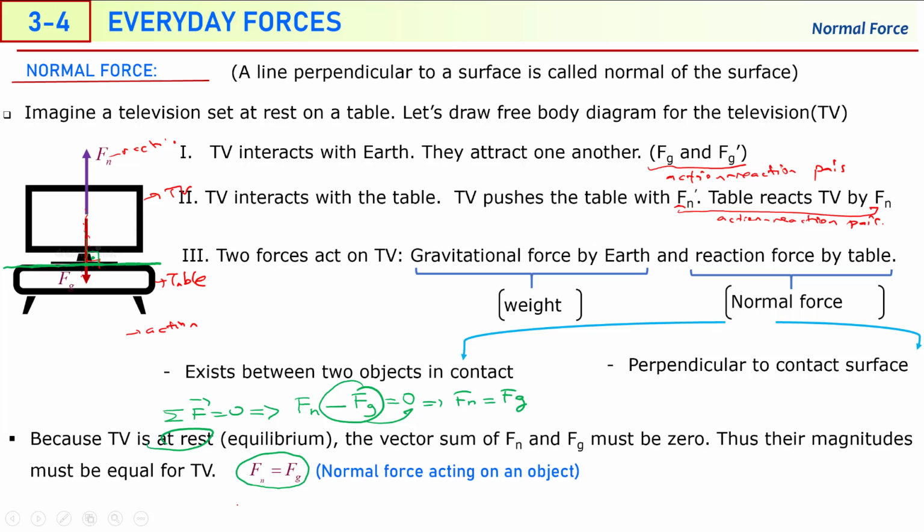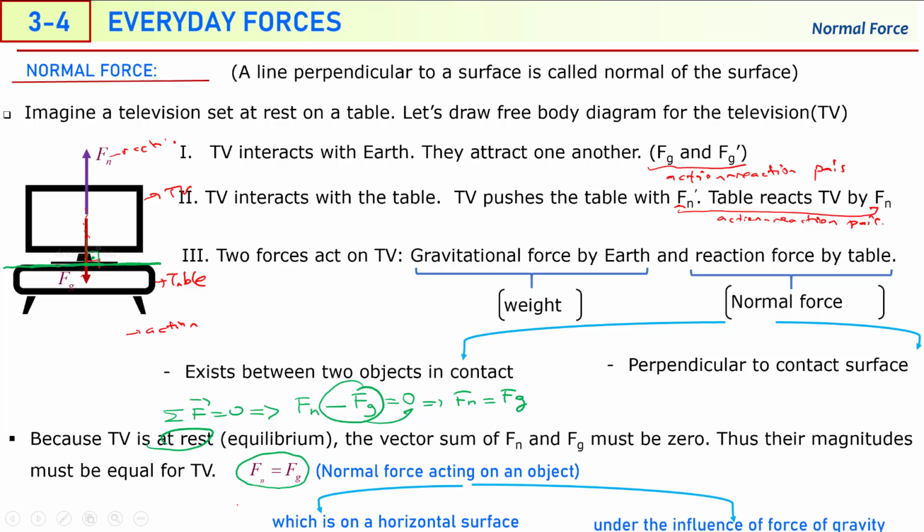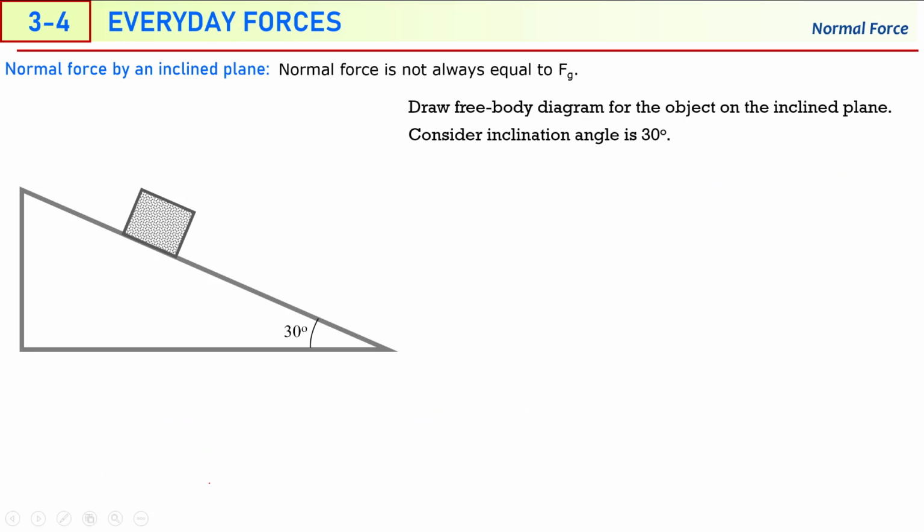But one condition is this: the object must be on a horizontal surface, so the television is on a horizontal surface, and the television must also be under the influence of the force of gravity. There mustn't be another push or pull. Only the gravitational force must pull this object. So in this case, you can say that, yes, the normal force is equal to the gravitational force. Fn is equal to Fg. But the normal force is not always equal to Fg.